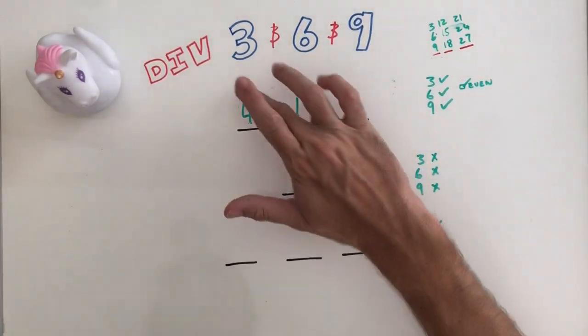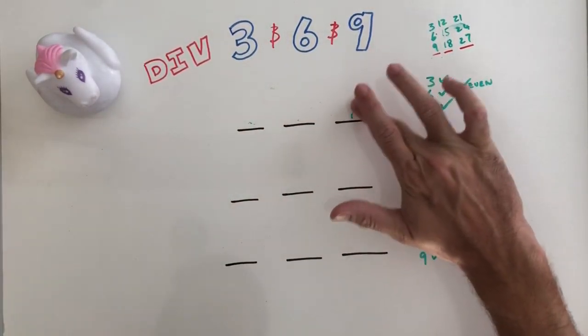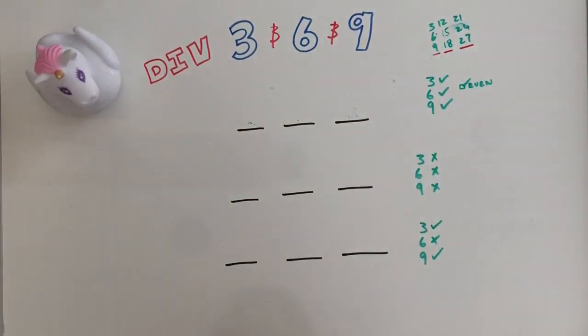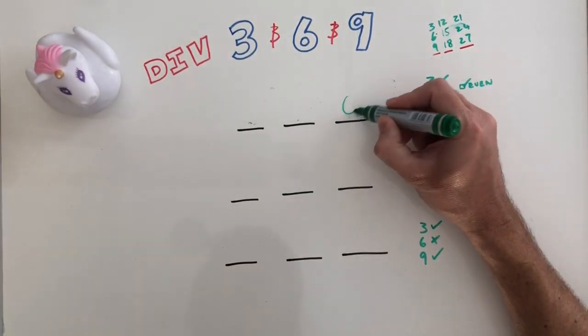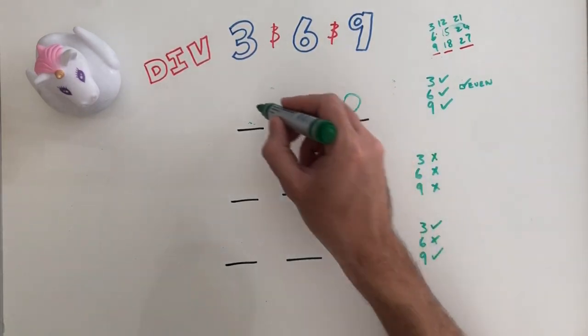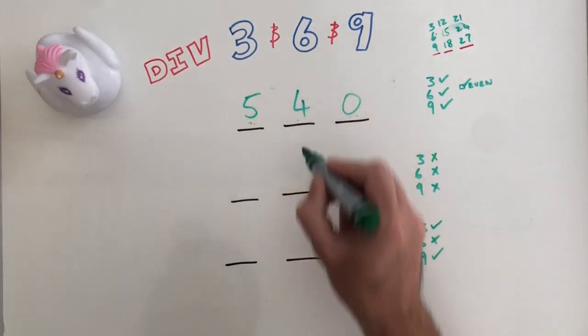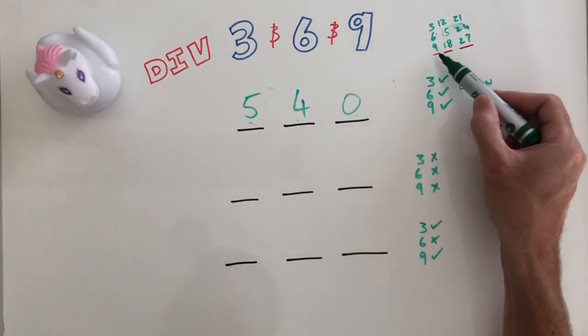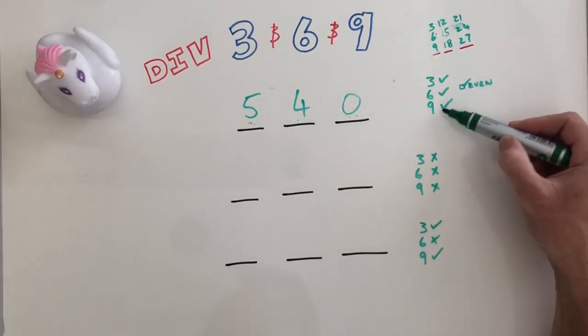So 414 would work. We can try another number. I just have to make sure this is an even number, so I can make it a 0, and I have to make sure the numbers add up to 9. So I can do a 5 and a 4, because 5 plus 4 plus 0 is going to be 9. So it's divisible by 9, by 3.